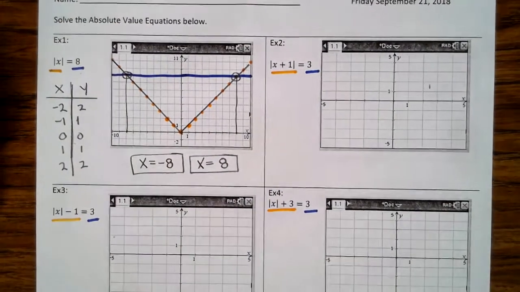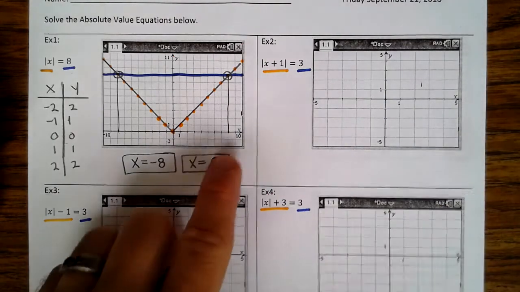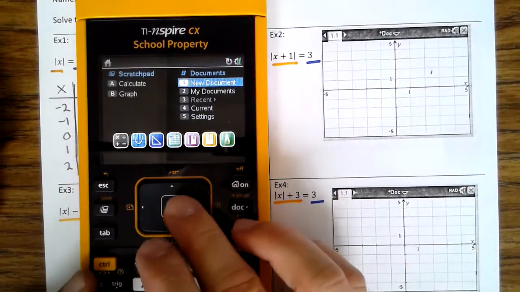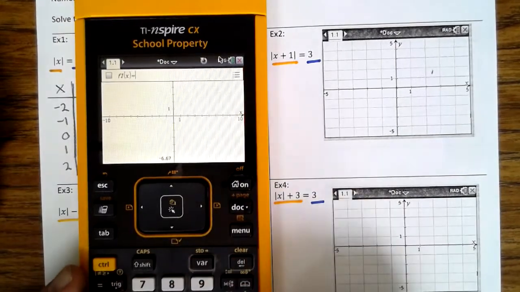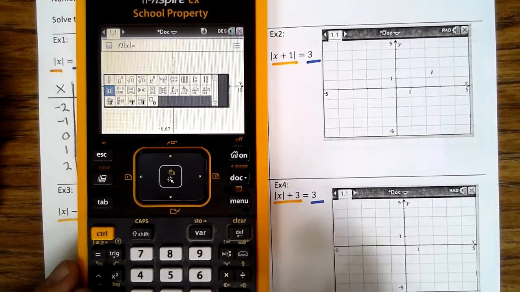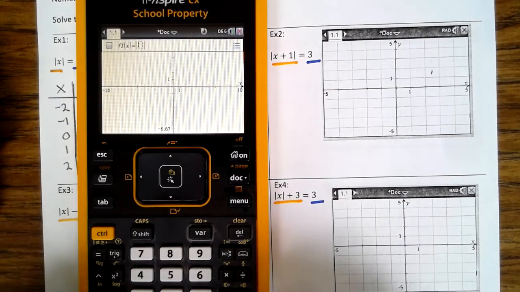All right. Now let's take a look at example 2. Now you could graph this, okay? Using a calculator, you'd go New Document, No, Add Graph. The absolute value button is the button next to 9 right here. You'd press enter because that's the one right there. And then it's x plus 1.